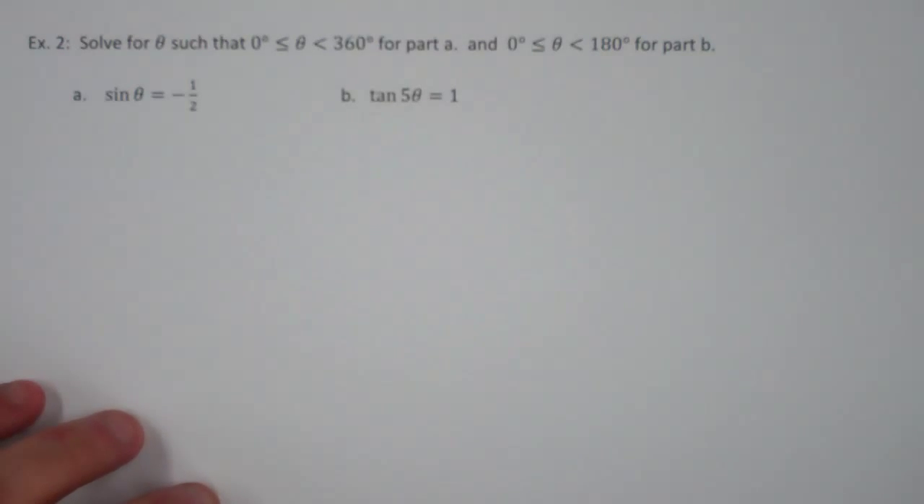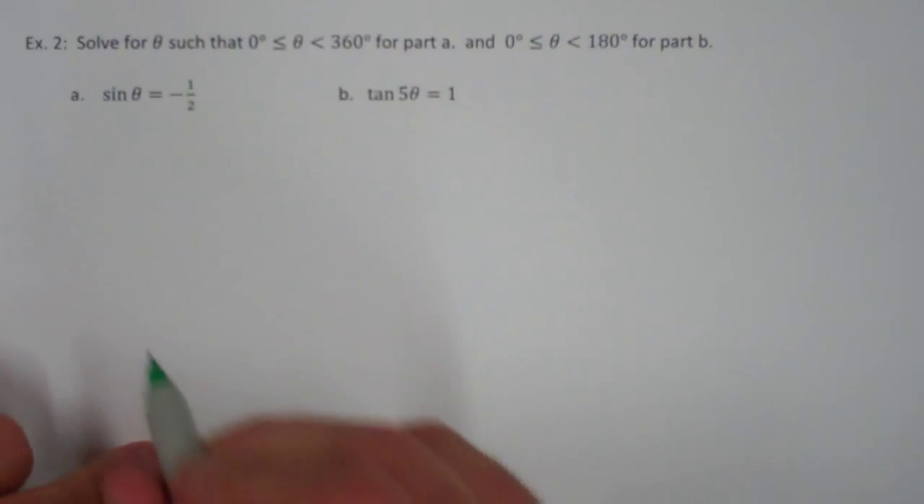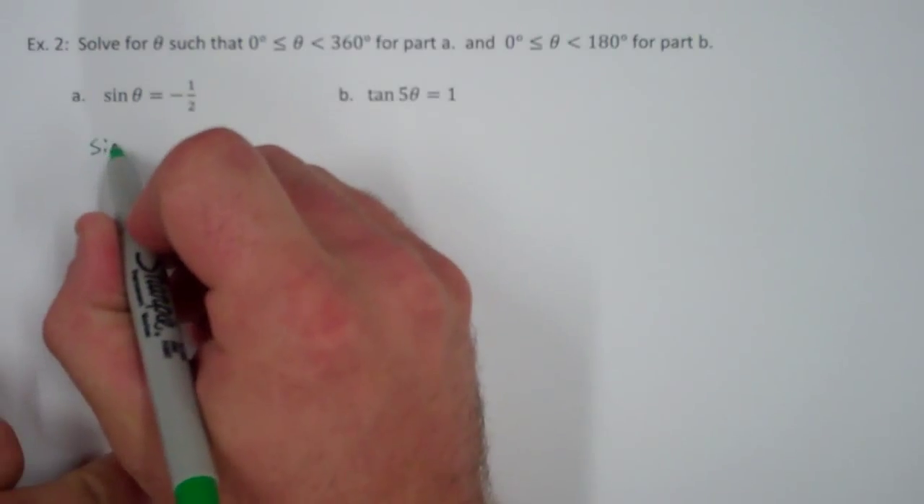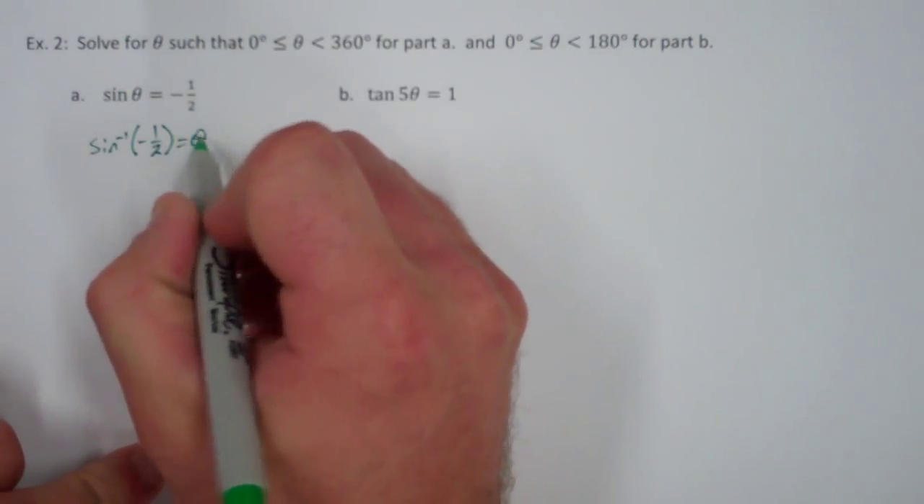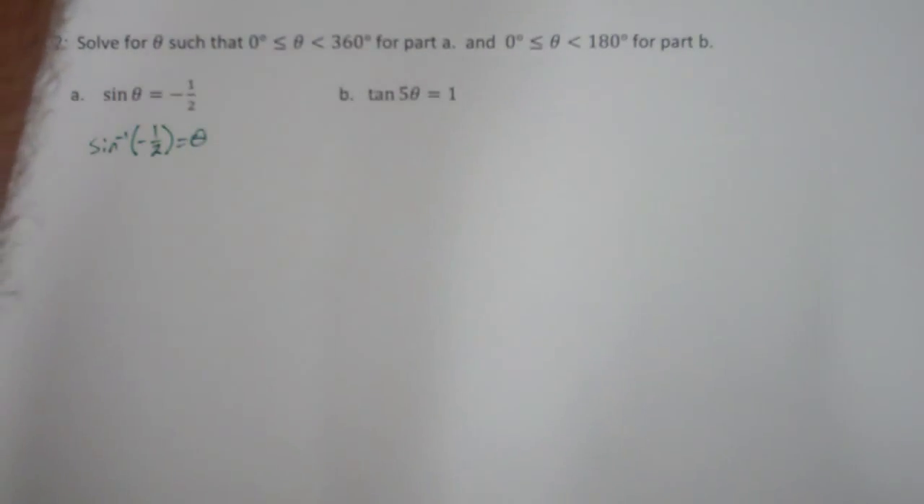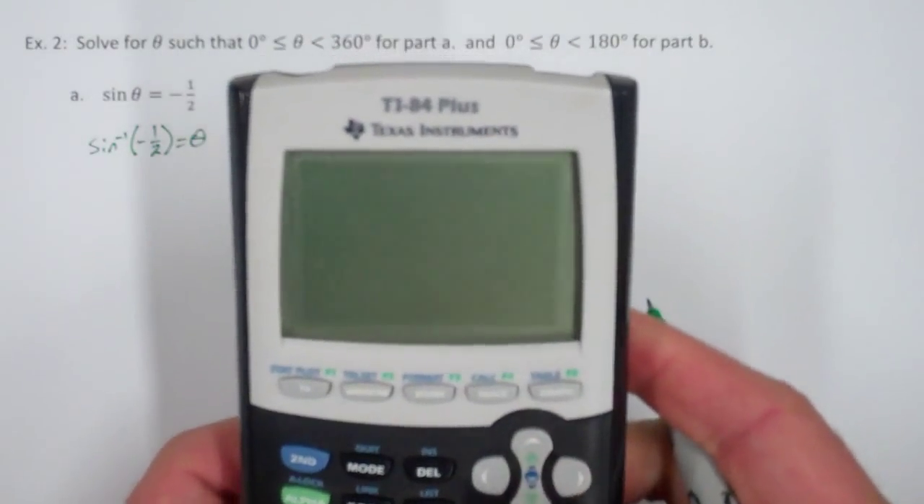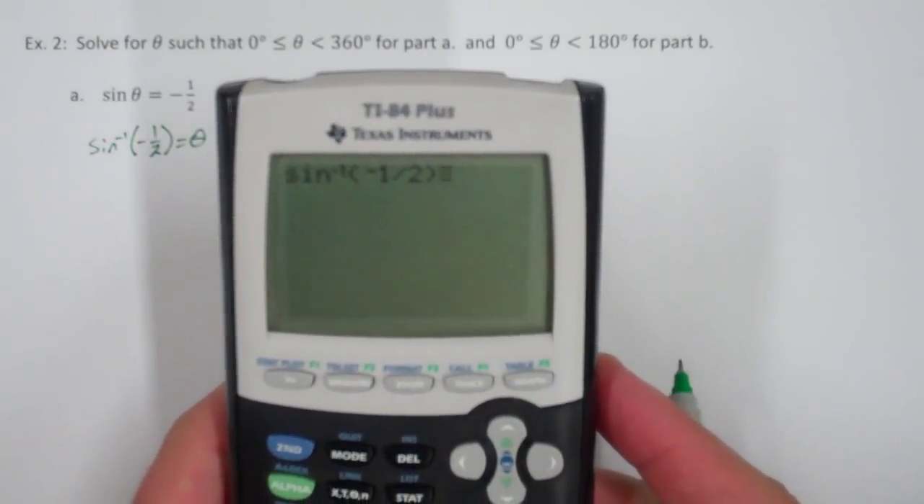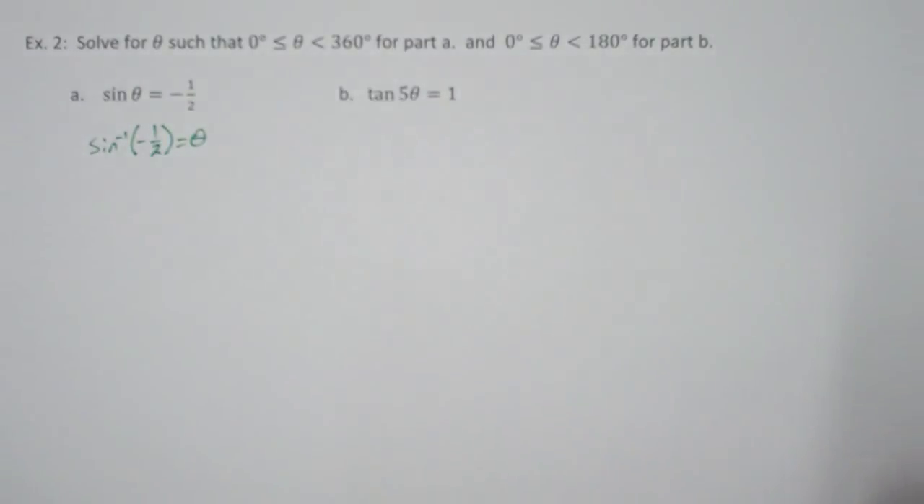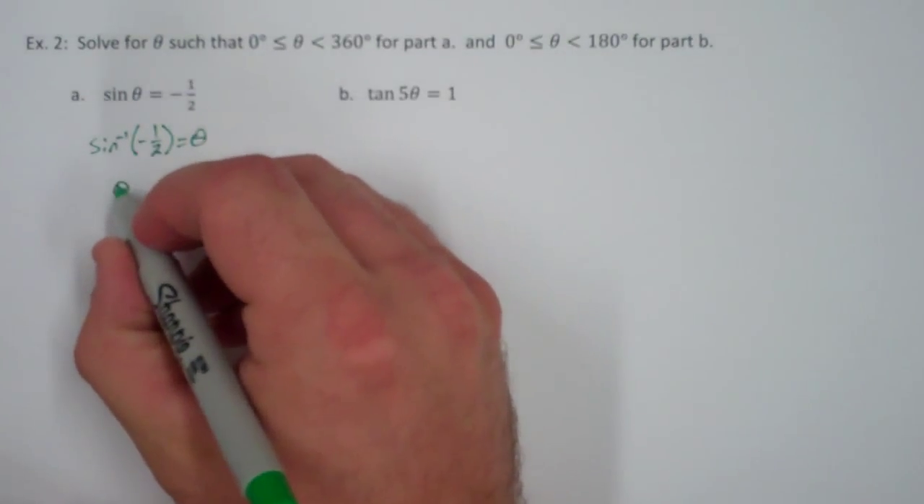Let's see if we can figure anything out from this inverse sine here. The inverse sine of -1/2 should give us that angle. Let's go back to our calculator. We'll use that tool to help us think about this. And we've got -30 degrees is what our calculator spits out at us.